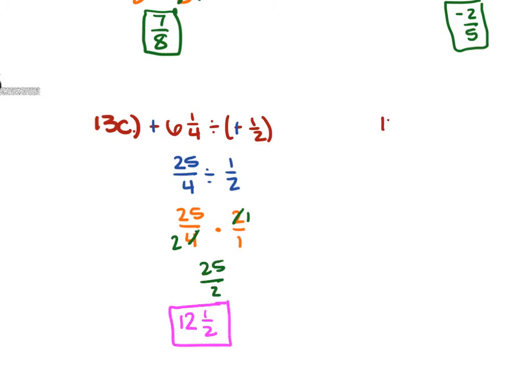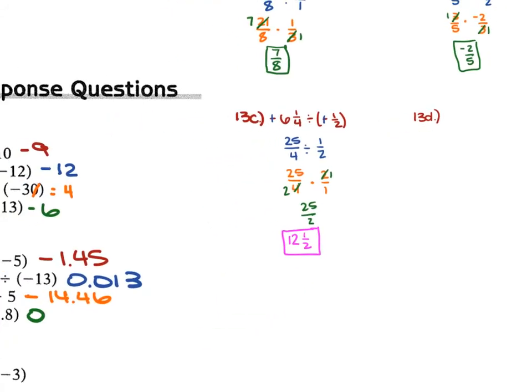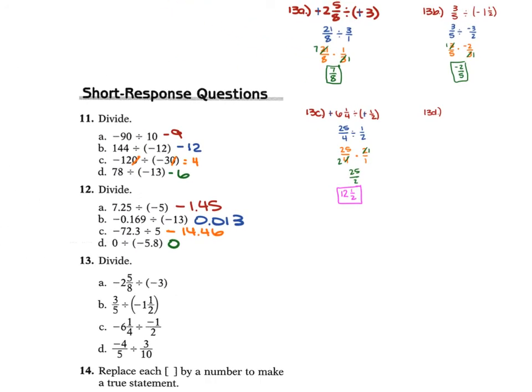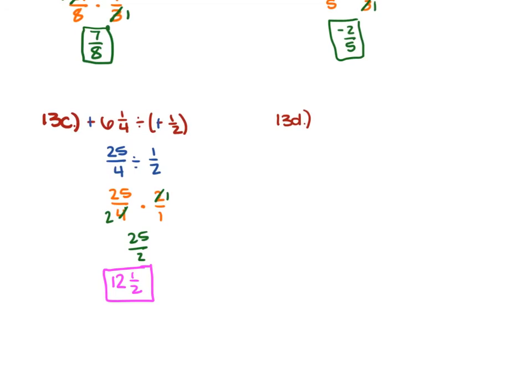For 13d, we are given negative 4/5 divided by 3/10. So keep, change, flip, negative 4/5 times 10 over 3. The 5 becomes a 1, 10 becomes a 2. Negative 4 times 2 is negative 8. 1 times 3 is 3. 3 goes into negative 8 twice. Keep the negative with 2 left over, so that's negative 2 and 2/3.